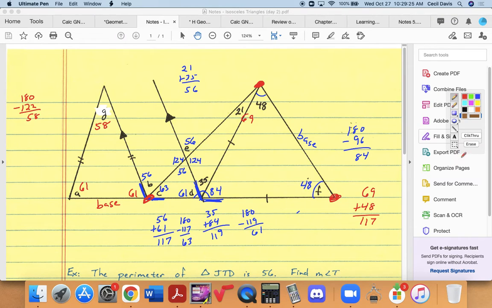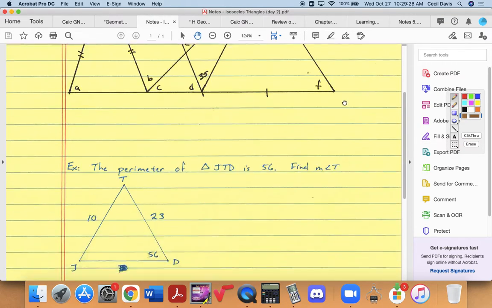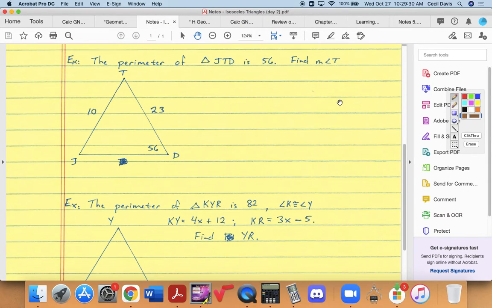All right, two more problems. For this problem, it says the perimeter of triangle JTD is 56. We haven't talked about perimeter in this class, but I know that you guys know what it is, right? Who can raise your hand and tell me what perimeter is? Yes, sir. The sum of all the sides of the shape. Exactly right. Well said. It's the sum of all the sides.